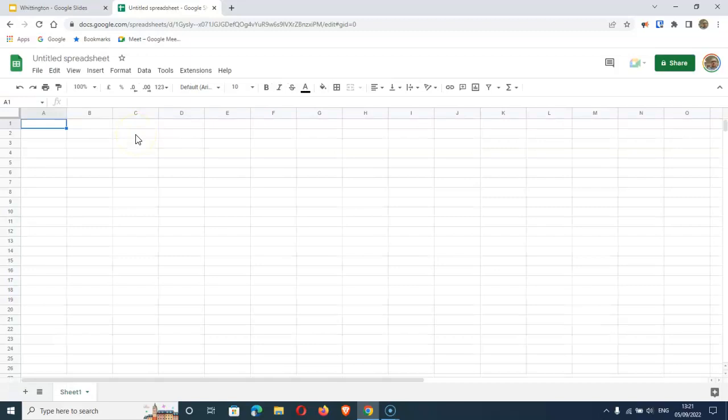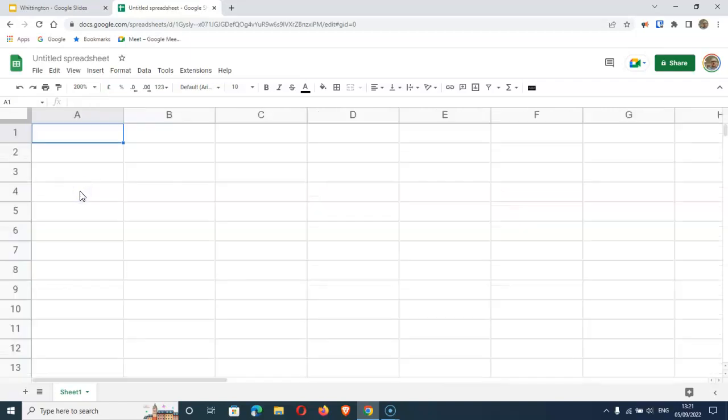Okay, so we've launched Google Sheets, and as you can see we've got the row numbers down the side and the column letters across the top. But what I want to do first of all is just to zoom in a little bit to make it easier to see what I'm actually doing.